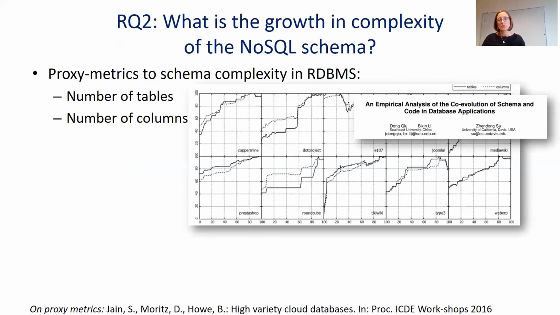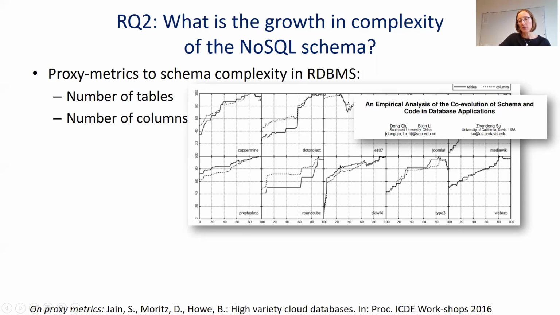Then we asked, what's the growth in complexity of the NoSQL schema over time? And in existing work on relational schema evolution, there are two very popular proxy metrics on the complexity of a schema, namely the number of tables and the number of columns. So here's a very nice paper by a group where they analyzed 10 open source projects with a relational database as its backend. That's the percentage of commits analyzed, that's the percentage of tables that have been created, and this line is the number of tables growing.